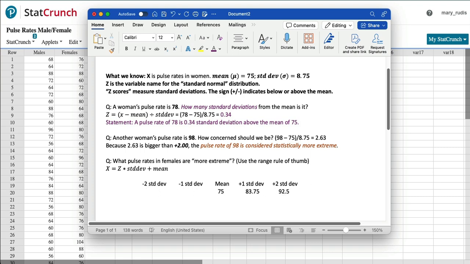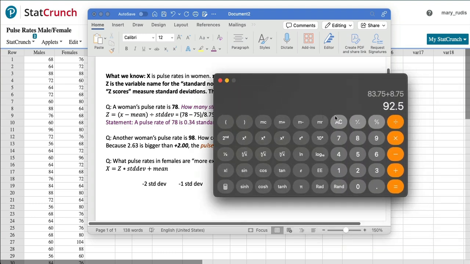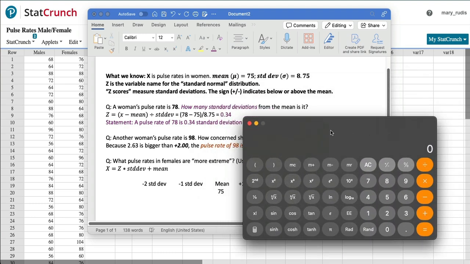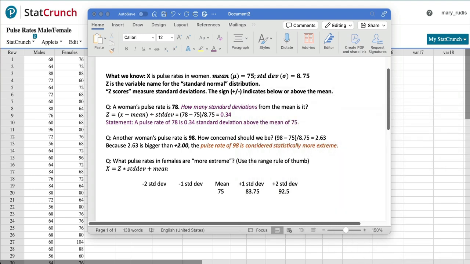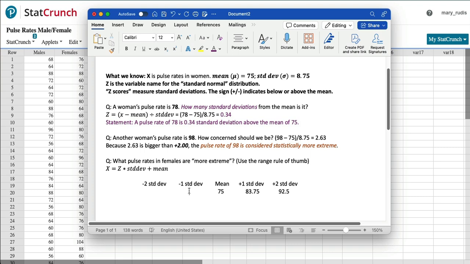And in the opposite direction, what would be considered to be statistically more extreme? So start with the mean again, 75. And now instead of adding 8.75, we're going to subtract 8.75. And I get 66.25 there. So I'm going to fill that number in here. And if you recall, that was almost at the left edge of our box plot that we made before, interestingly enough.